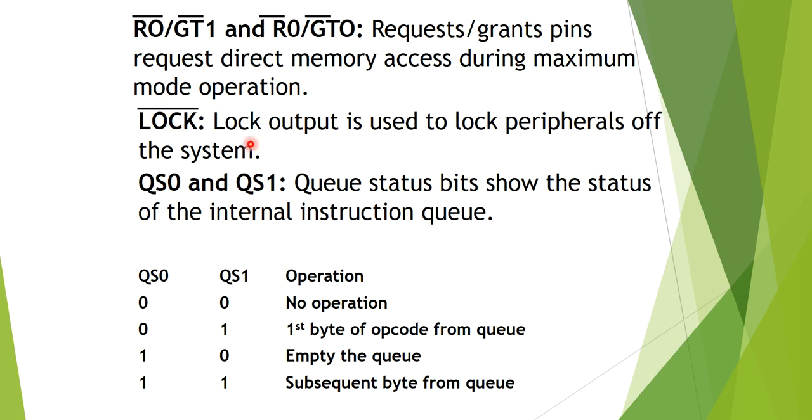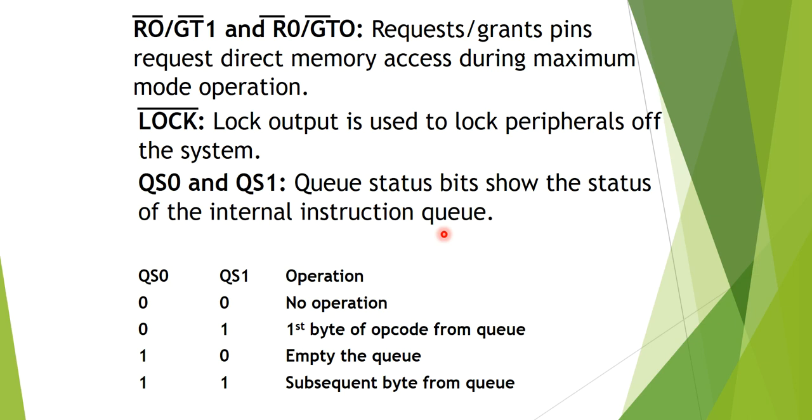Okay, if log output will be generated, then it logs the peripheral, that means it does not perform the communication with the peripheral. Then we have QS0 and QS1. This will show the queue status. These bits show the status of the internal instruction queue.